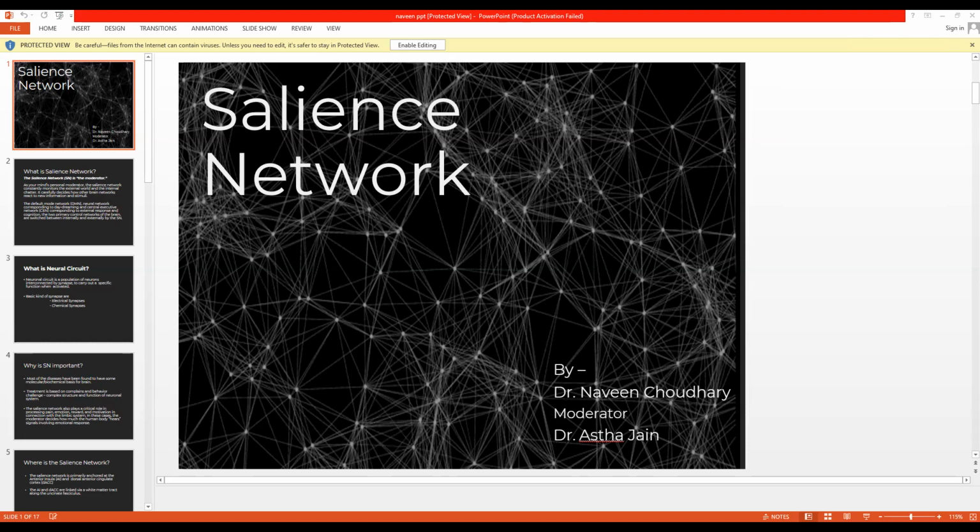Why is the salience network important? Most of the diseases have been found to have some molecular biochemical basis in the brain. Treatment is based on complaints and behavioral challenges, and on the complex structures and functions of the neuronal system. The salience network plays a critical role in processing pain, emotion, reward, and motivation in connection with the limbic system. In these cases, the moderator decides how much the human body hears signals involving emotional response.